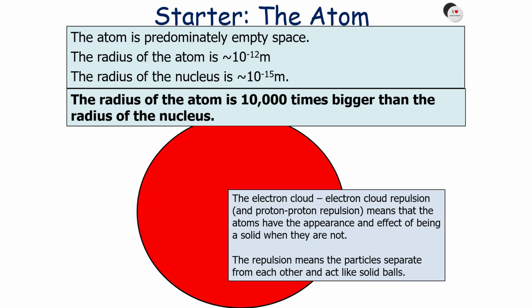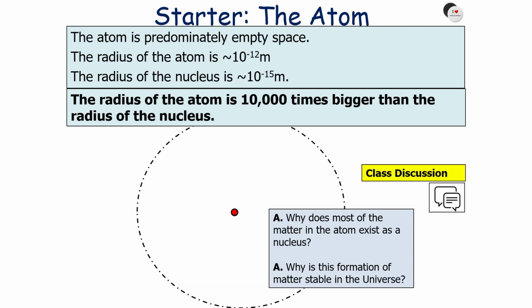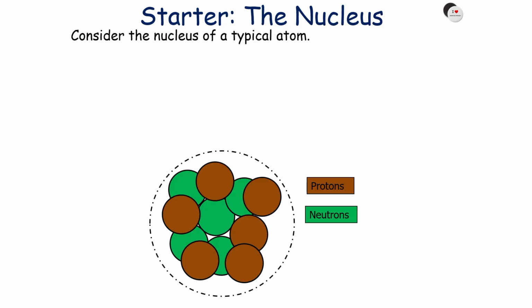Now the reason why this is the case is that the electron cloud repulsion and the proton-proton repulsion means that the atoms have an appearance of being solid and the effect of being solid when they're not. So this repulsion creates this empty space which allows them to separate from each other and somewhat act like solid balls. But the question you've got to ask is, why does most of the matter in the atom exist in the nucleus, and why is this the most stable form of matter in the universe? So let's consider the nucleus of a typical atom.